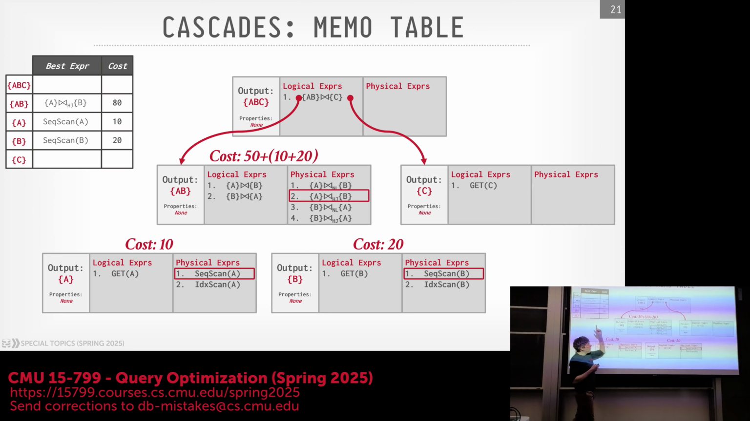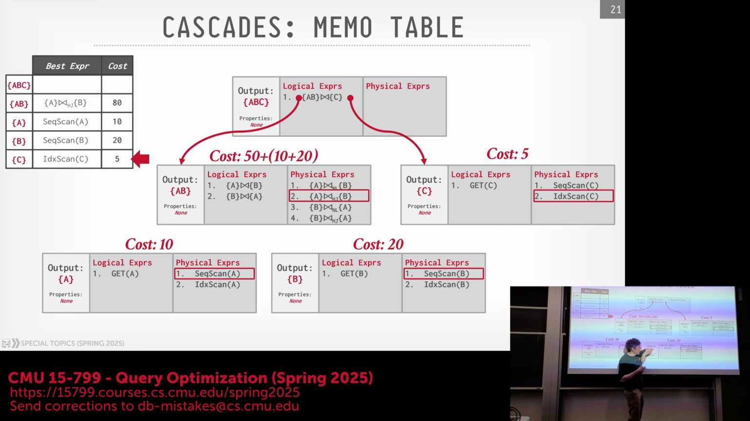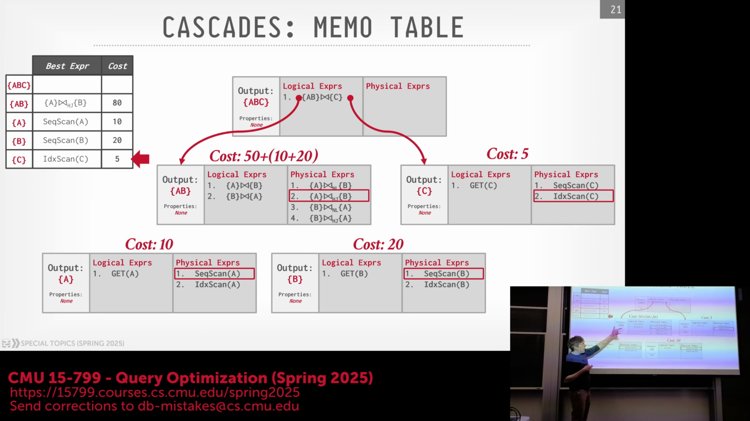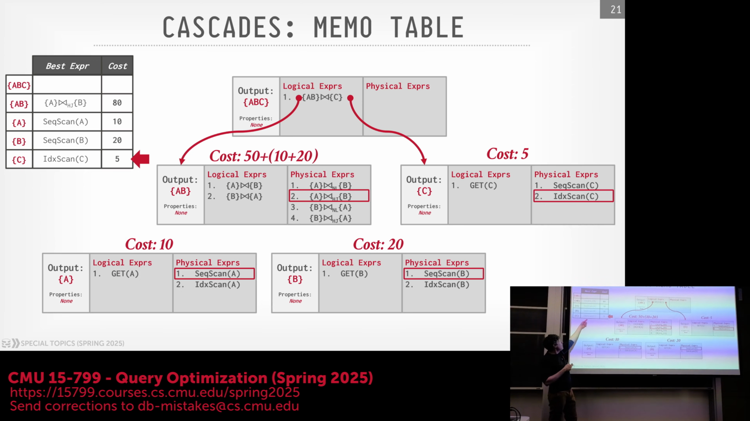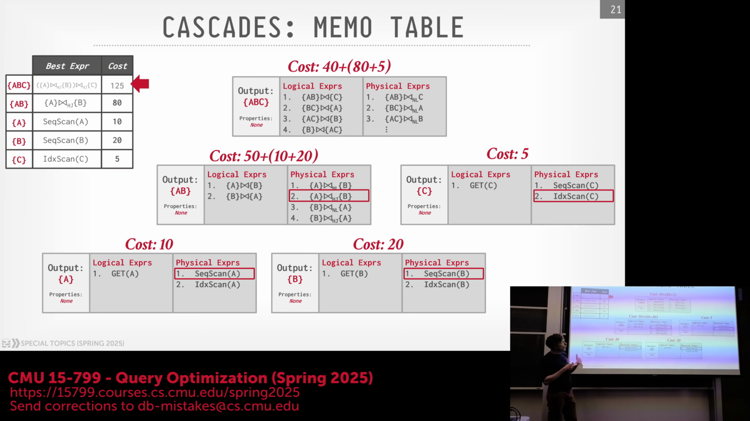Then I bounce back up to the top. Now I want to look at how to access C. Same thing. I would look at logical expression get A. I want to do either sequential scan or index scan. Say the index scan is now cheaper, right? And that gets a cost of 5. I populate that in my memo table, and then I can compute the total cost of this query plan.